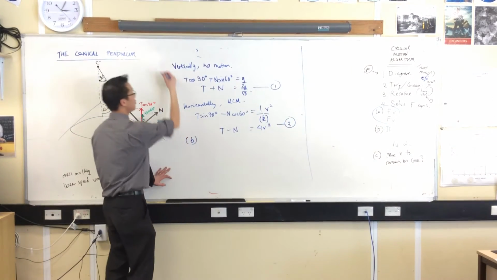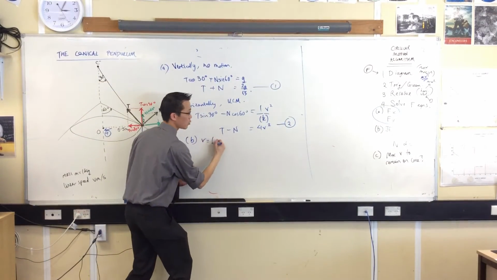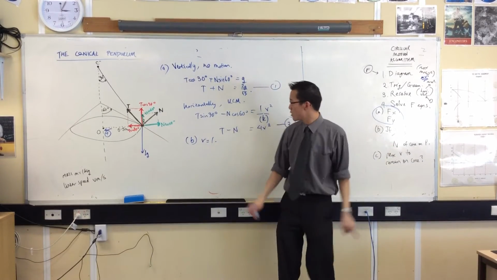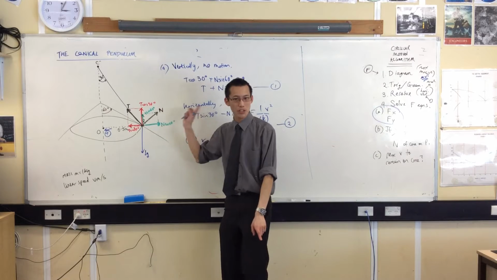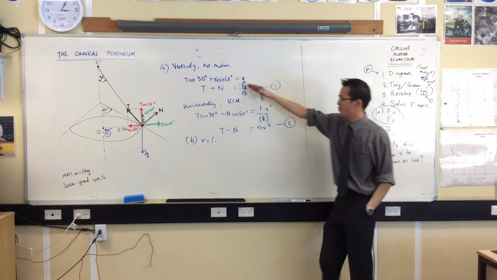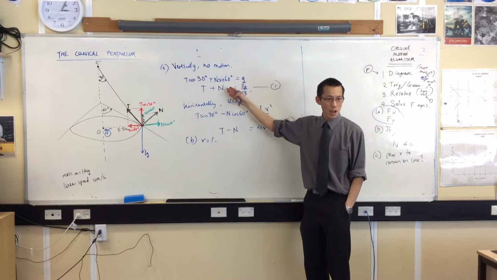If I know that v equals 1, what's the tension? And what is this reaction force? How much is it pushing back? So how am I going to work out tension? How do I get that from these two equations? I should just add them.